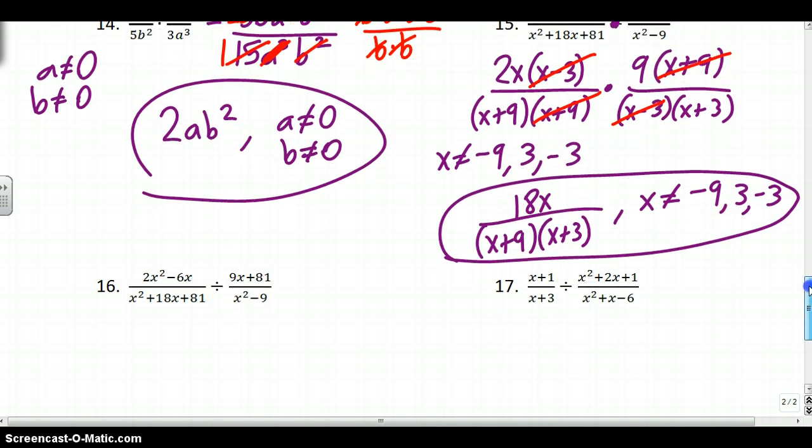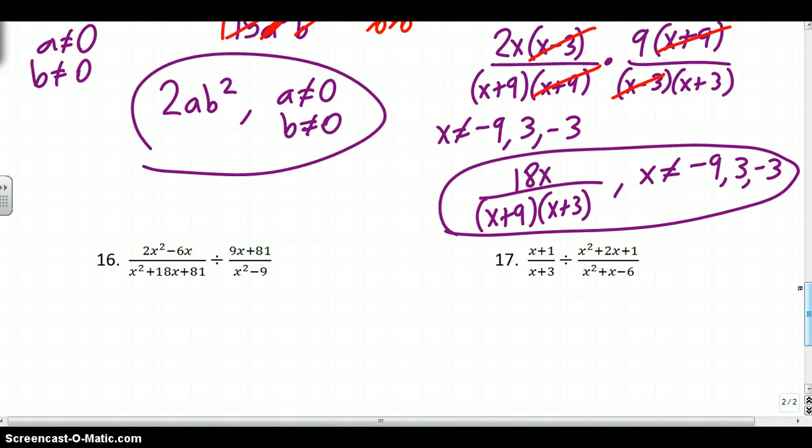Alright, 16 is almost identical, except it's division now. Remember, for division, you have to do the KFC method: keep, flip, change. When you're dividing fractions, or rational functions in this case, keep the first fraction. Well, we already know how the first fraction factored. We might as well use our knowledge of what 15 factored into.